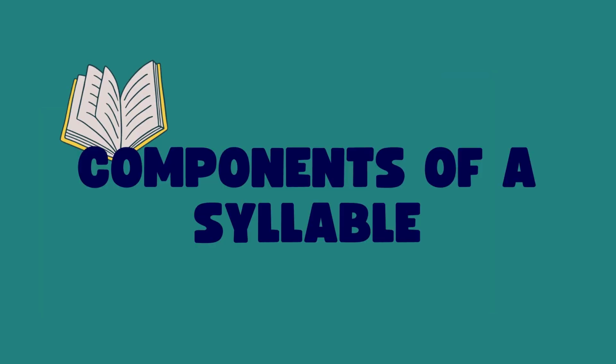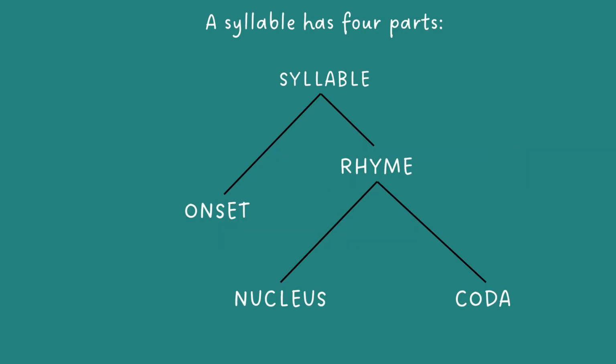Now let's finally dive into the components of a syllable. A syllable is not just one random sound. It's made up of different sections that work together. These components are called onset, nucleus, coda, and rhyme. Don't worry if the terms sound technical at first. We'll discuss them one by one in a simple way.